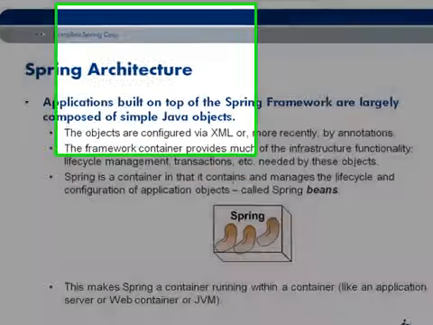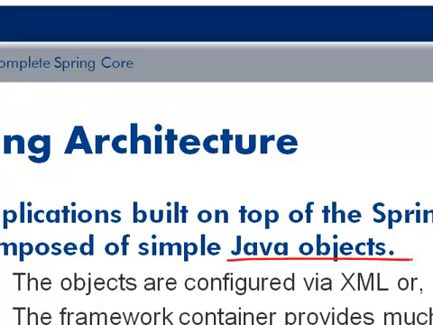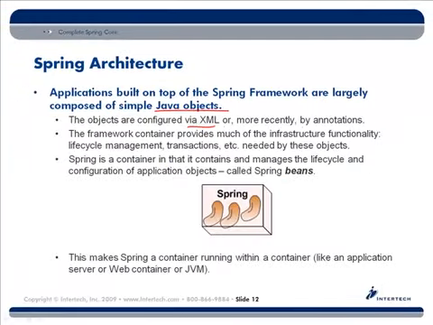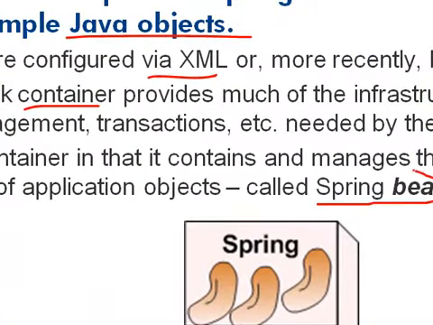Now, applications built on top of the Spring framework are largely comprised of simple Java objects. Again, POJOs, plain old Java objects. These objects are generally configured with XML, although more recently, especially with more recent editions of the Spring framework, they may be configured by things like annotations. Now, in addition to the API and the framework that Spring provides, the framework is actually more than just that API, more than just the general constructs of building an application. It also provides what's known as a container. If you will, the Spring container is what actually manages the lifecycle and the configuration of our application objects, which are those Spring POJOs, Spring Java objects, which we call Spring Beans.